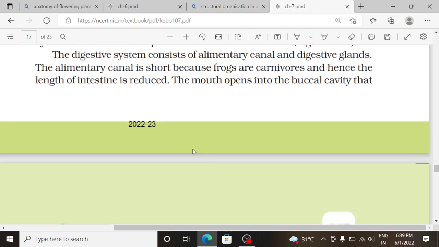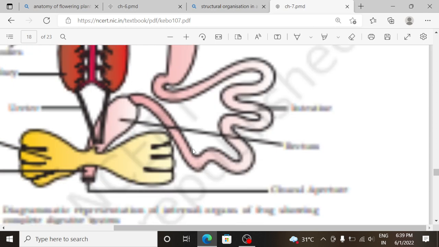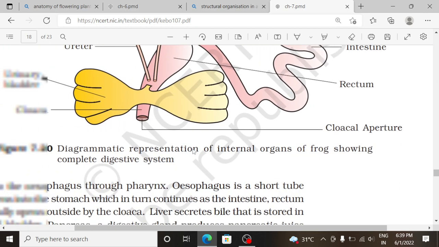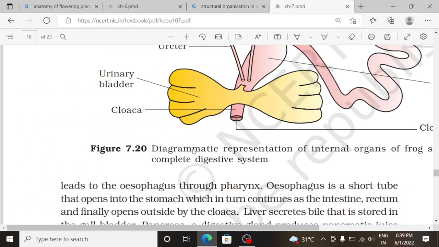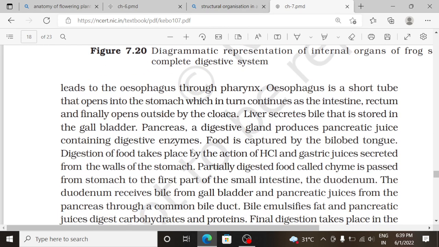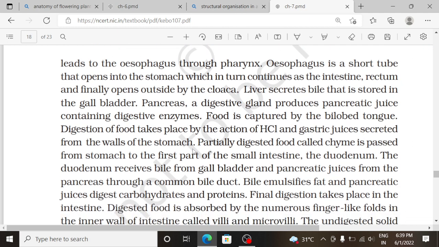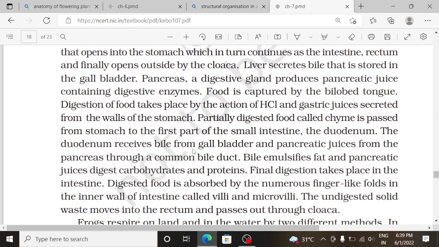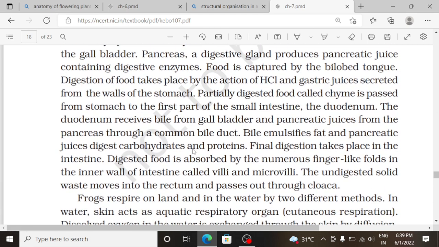The mouth opens into the buccal cavity that leads to esophagus through pharynx. Esophagus is a short tube that opens into the stomach, which in turn continues as the intestine, rectum, and finally opens outside by the cloaca. Liver secretes bile that is stored in the gallbladder. Pancreas, a digestive gland, produces pancreatic juice containing digestive enzymes. Food is captured by the bilobed tongue.